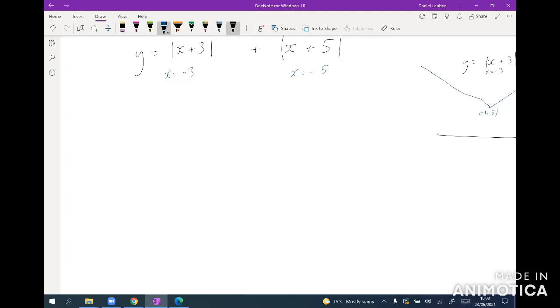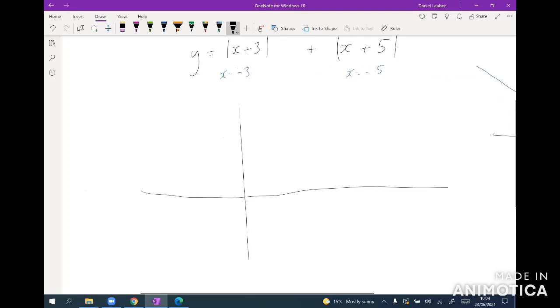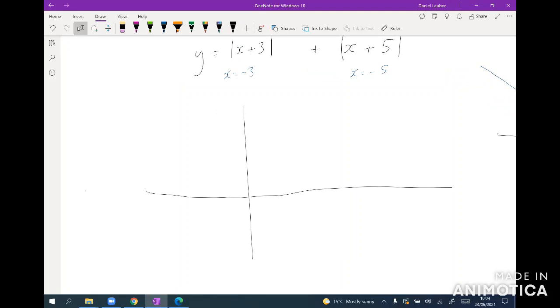And so then what we can do is say, okay, above the largest one, so above minus 3, we should have both of them being positive. So at minus 3, what value does this take? Well, this first one is 0, and this second one, minus 3 plus 5 is 2, so we know we're at 2. And so above that point, both of them are positive, so we'll just have plus 2x.